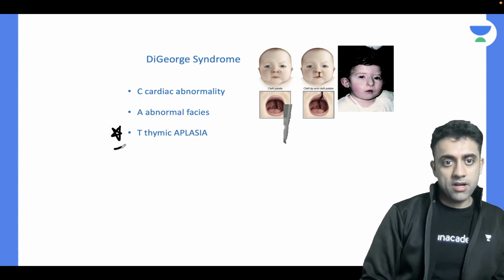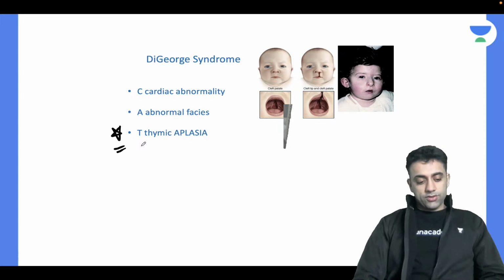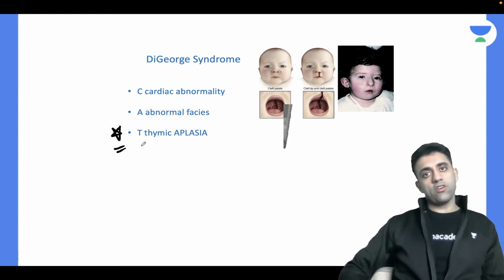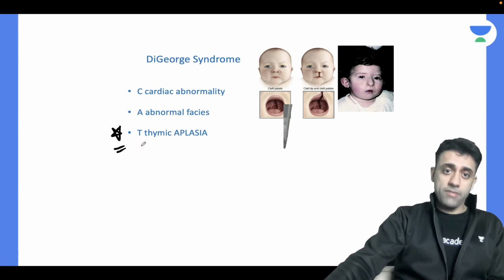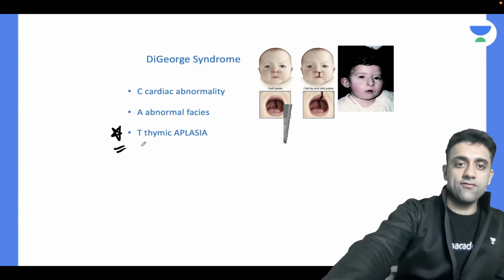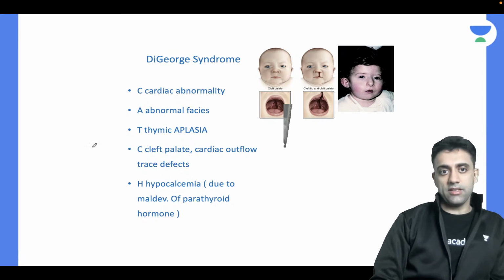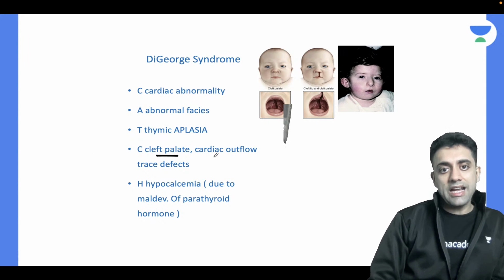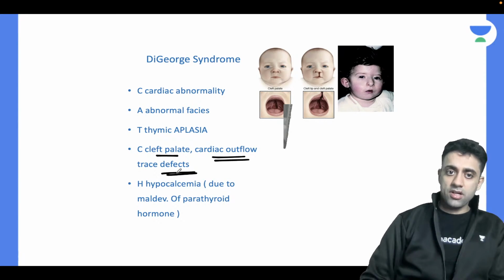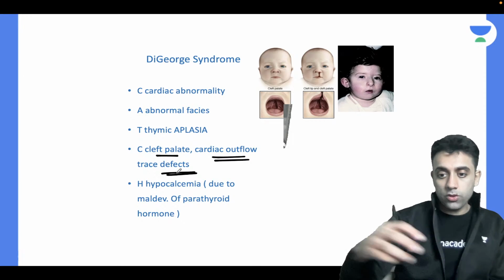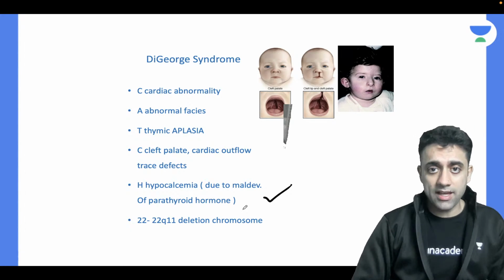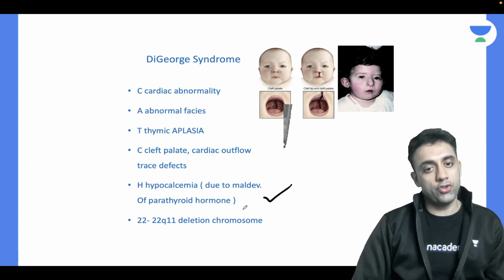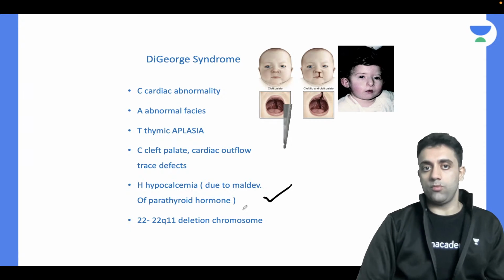Very important, star mark. It has been an exam question. So CATCH 22 is the mnemonic. C for cardiac abnormalities, A for abnormal faces, T for thymic aplasia, C for cleft palate and cardiac outflow tract obstructions, and H for hypocalcemia due to maldevelopment of the parathyroid. And the 22q11 deletion chromosome is there.